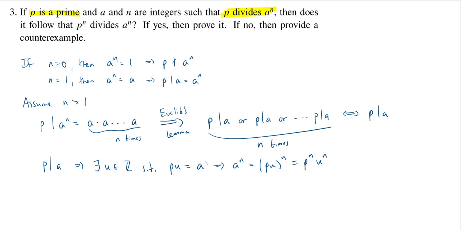Oh, but look at this. p to the n times some integer, u to the n, is equal to a to the n. And so that implies that p to the n divides a to the n. So yes, if a prime divides an nth power, also the nth power of the prime divides that same nth power. And there we go. Okay, we'll see you next time.